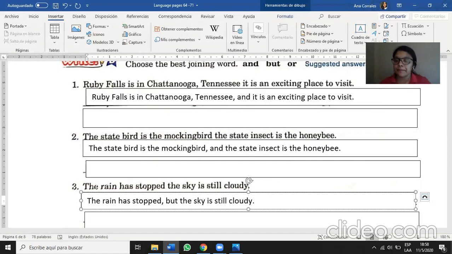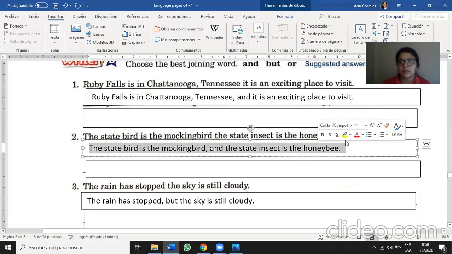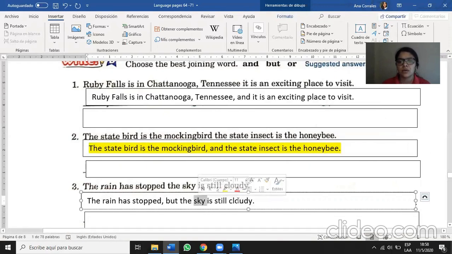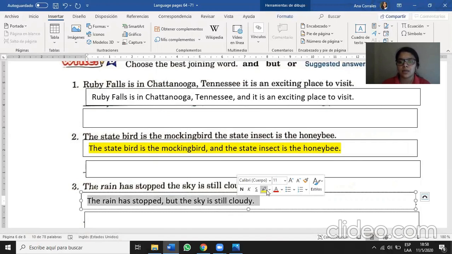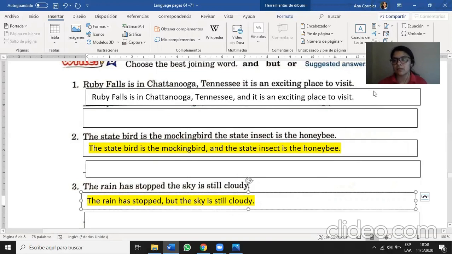Pause the video and finish to copy. I'm going to put it with other colors. These are the sentences that you must copy in your book. Pause the video.